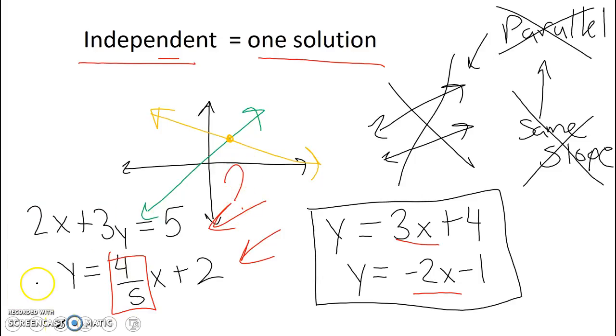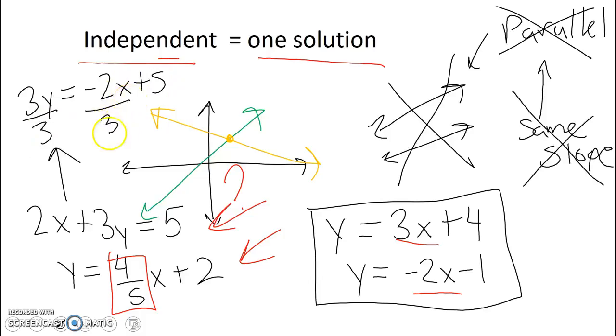So what I would do is I'd get this thing from standard form into slope-intercept form. So I would take the 2x over and get 3y is equal to negative 2x plus 5. Then I would divide by 3, and we could see that the slope that I would get would be negative 2/3. That's kind of how you tell if something's independent.